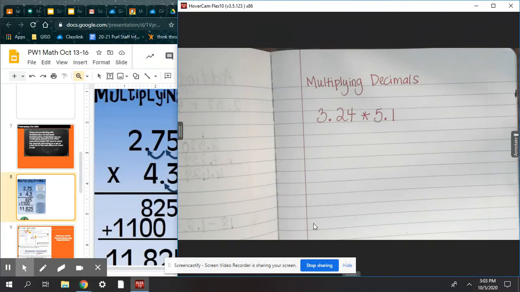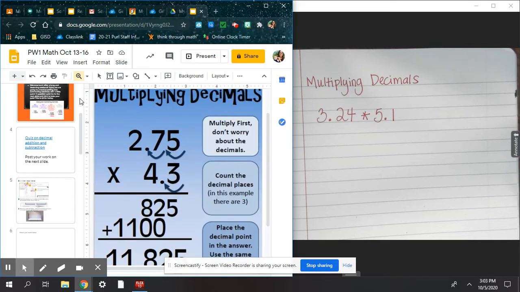Okay, fifth grade. Hi. So today I'm going to try something a little different. I'm going to try to show you the notes that you're going to see for multiplying decimals. And then on the right side, I'm going to actually do an example for you by following these steps.